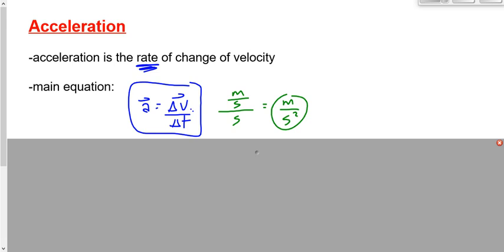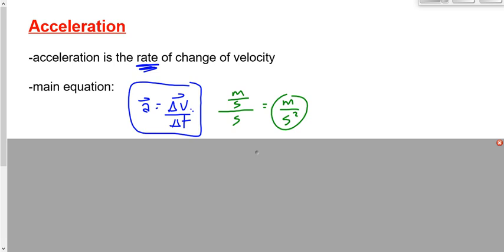Is time a vector or a scalar? Time's a scalar, right? Time doesn't go right or left. Time doesn't have any direction in the typical sense of direction associated with it. Is delta v a vector or a scalar? It's a vector, yeah. When you have a vector divided by a scalar, you get a vector. If change in velocity is a vector, then the acceleration has to be a vector as well, which means there is a direction associated with it.